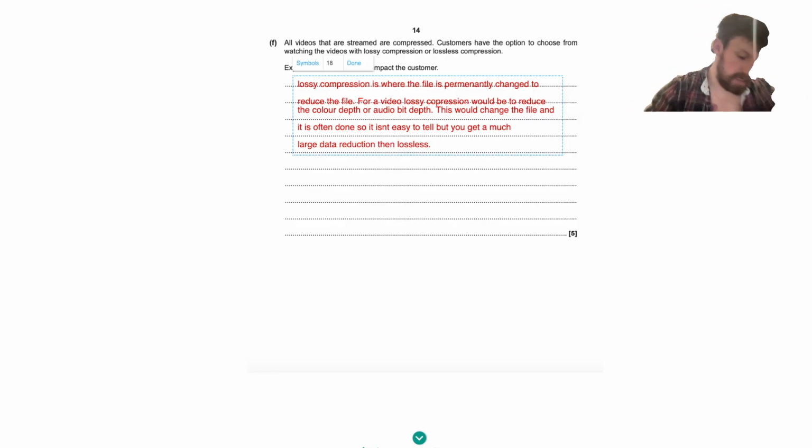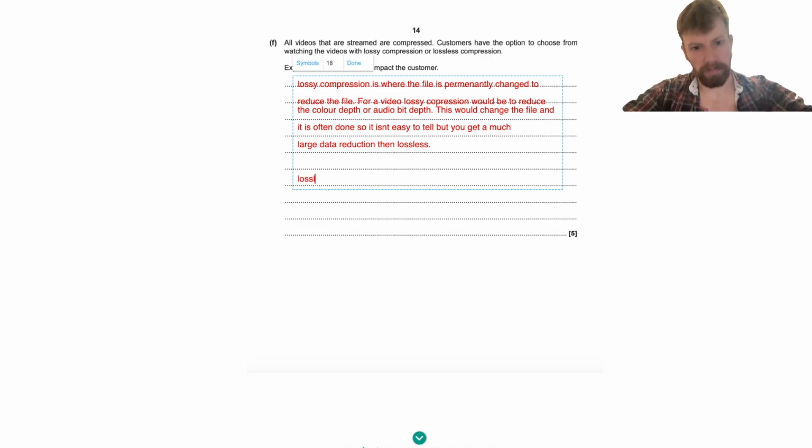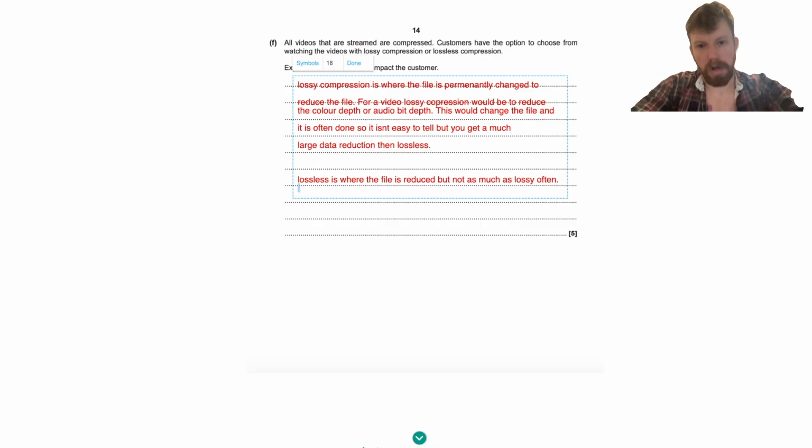So in most cases, the reason that lossy is used by the big tech companies like Amazon Prime and Netflix is that they're going to be using lossy compression so that you essentially don't have to wait to stream things. Lossy compression does this. Lossless is where the file is reduced, but not as much as lossy, often. Not always the case, but often.